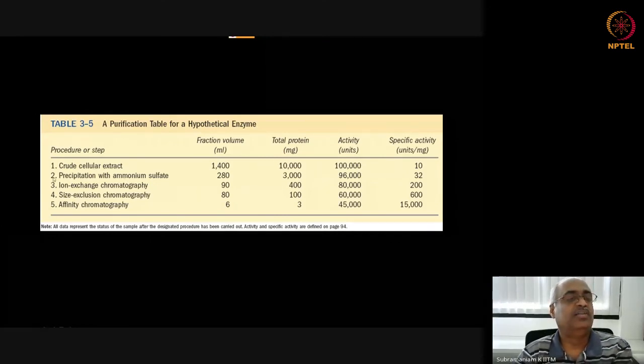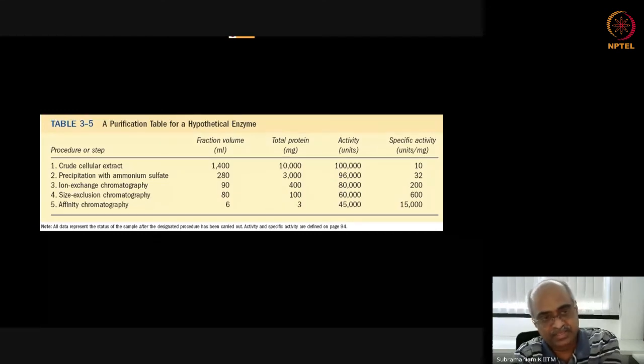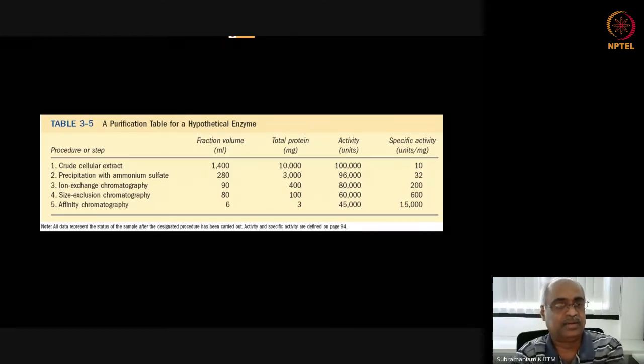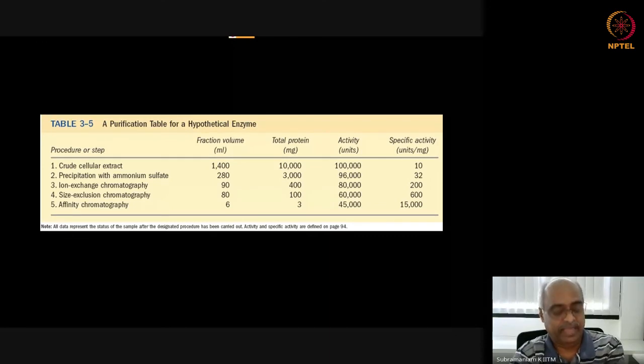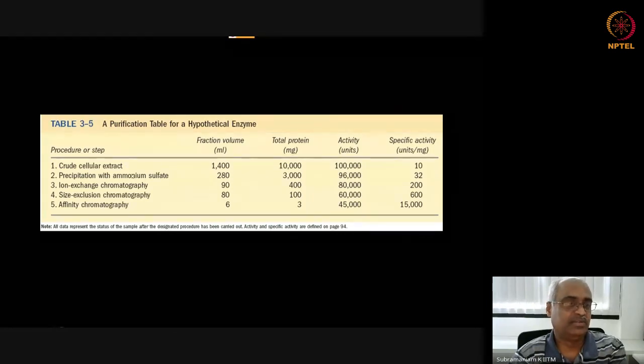So the first step here is precipitation with ammonium sulfate. We didn't go into the details of how ammonium sulfate helped here, so don't worry about it. That is something we will not have time to get into. So basically, if you add ammonium sulfate to a solution of proteins, since this is a charged molecule, it is going to more readily interact with water than the proteins dissolved.